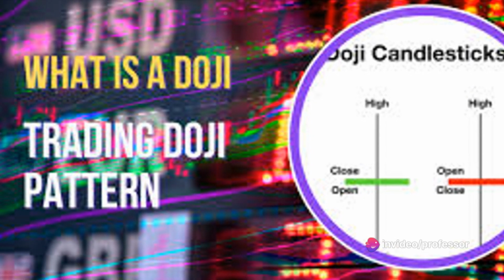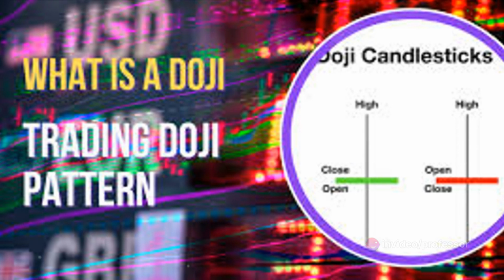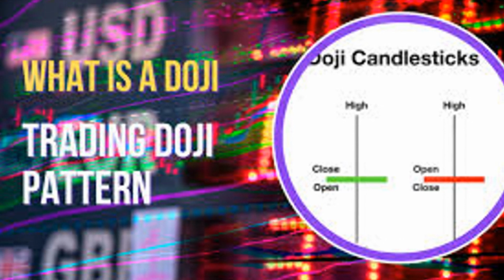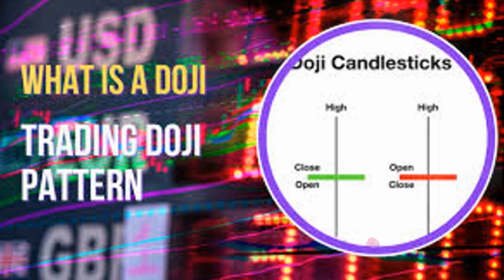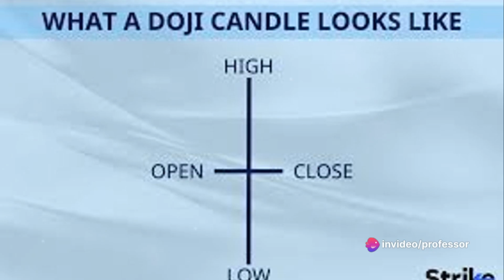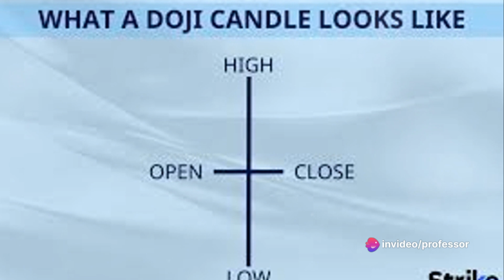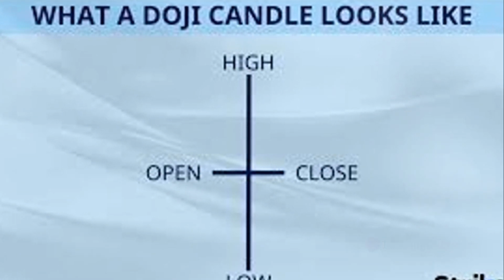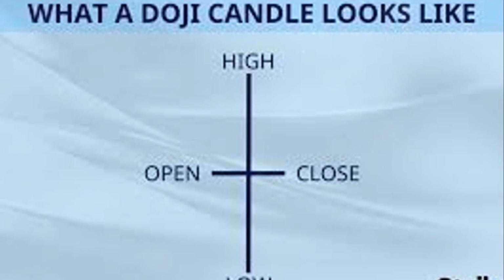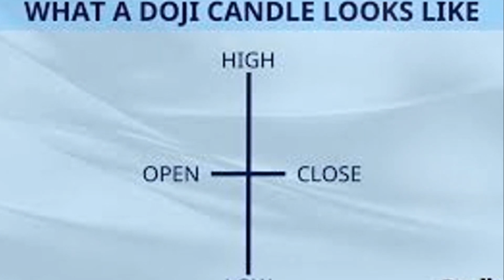This is a unique pattern that appears when the opening and closing prices are practically identical. It's like a tug-of-war, a standoff between the bulls and the bears, with neither side gaining significant ground. The doji is a signal of indecision in the market, a pause in the trend, and it often precedes a potential reversal. Picture it as a crossroads where the market is deciding which direction to take next.